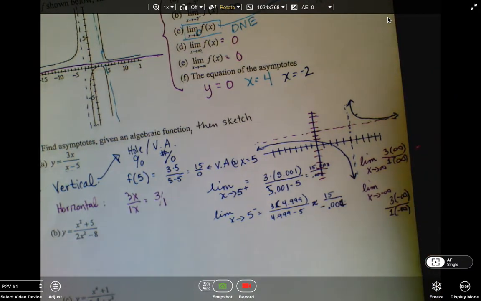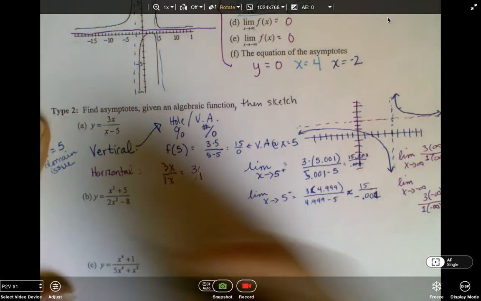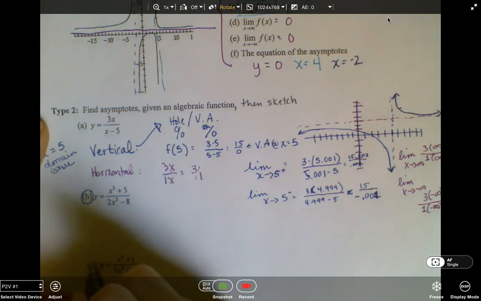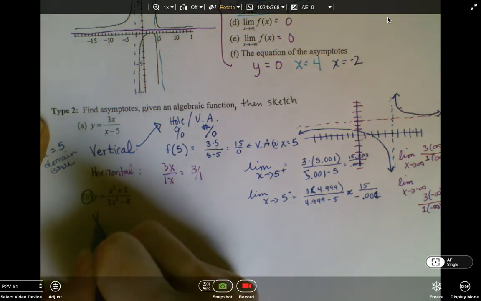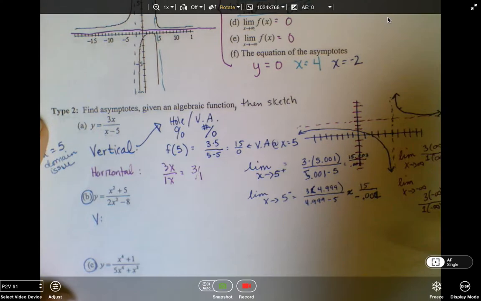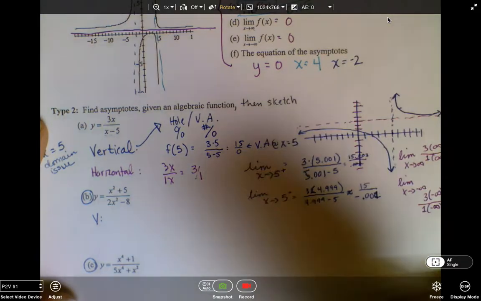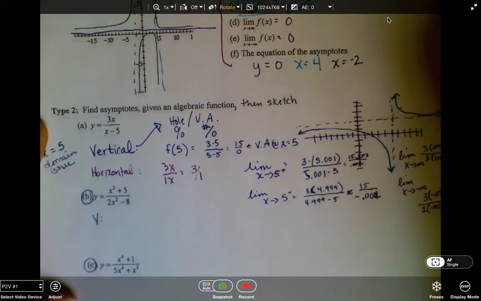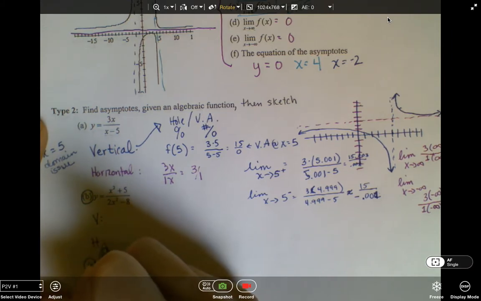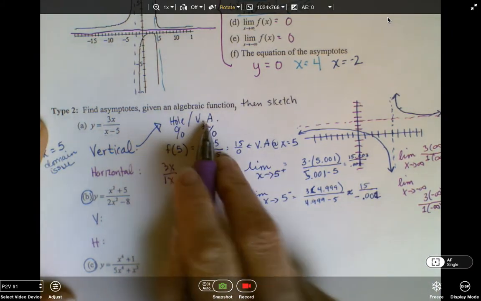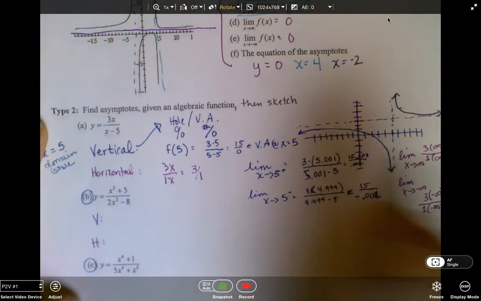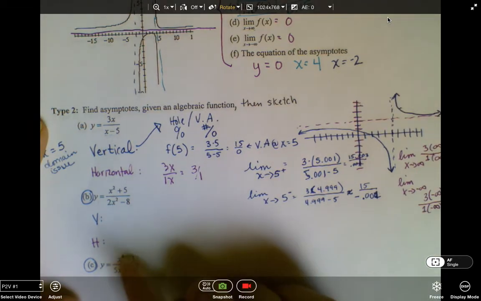So what I want you to do is to try this one and this one, calculate the vertical, calculate the horizontal, and then we're going to check for holes. Okay. We'll come back and we'll look at those more in class.